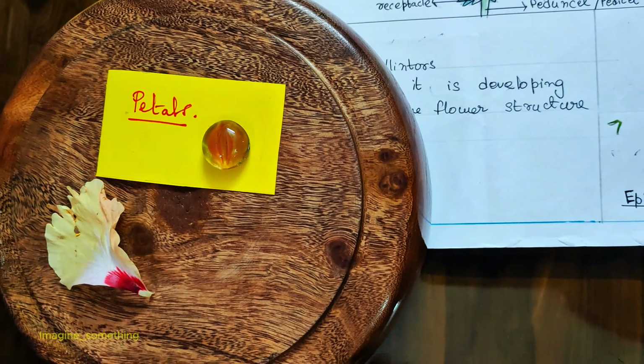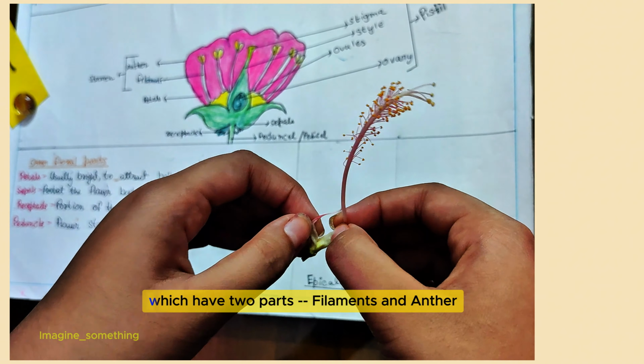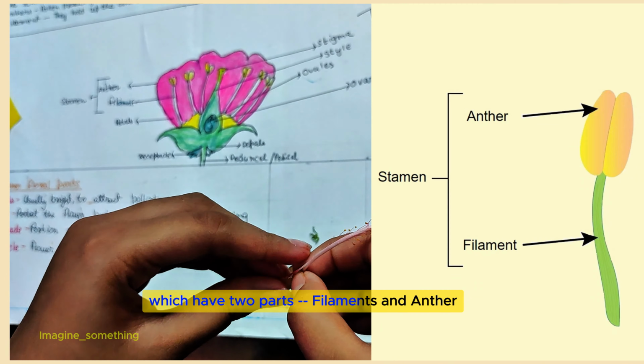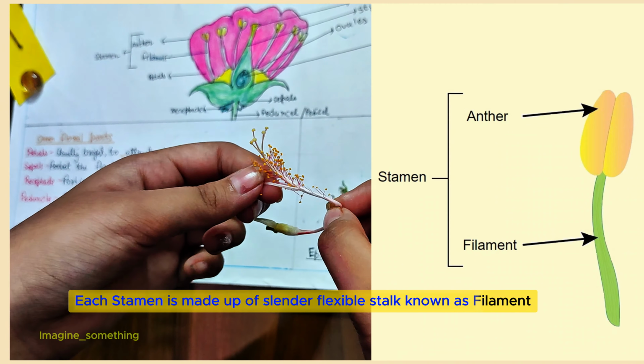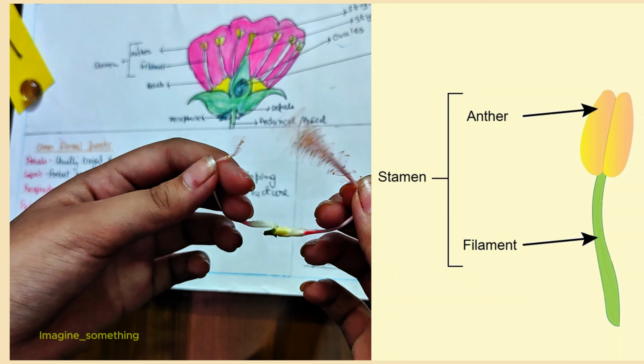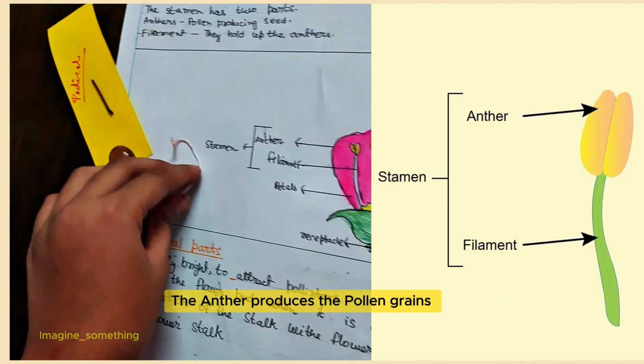The next part is Androecium. It is the male reproductive part known as stamens which have 2 parts, filament and anther. Each stamen is made up of a slender flexible stalk known as filament which bears and supports the anther. The anther produces the pollen grains which contain the male reproductive cells.